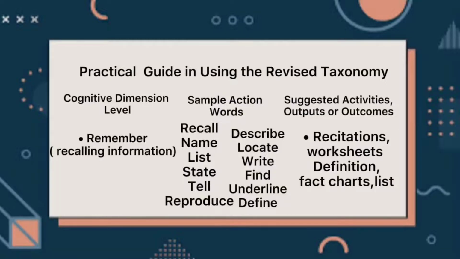The practical guide in using the revised taxonomy. We have the cognitive dimension levels. The first one is to remember or recalling information. At this level, sample action words are recall, name, list, state, tell, reproduce, describe, locate, write, find, underline, and define. Suggested activities, outputs, or outcomes are recitations, worksheets, definitions, fact charts, and lists.